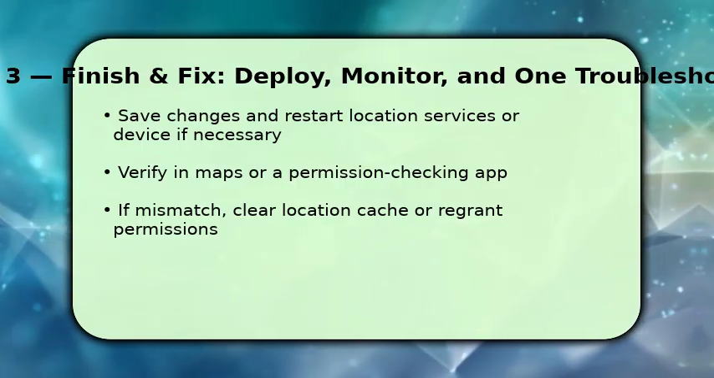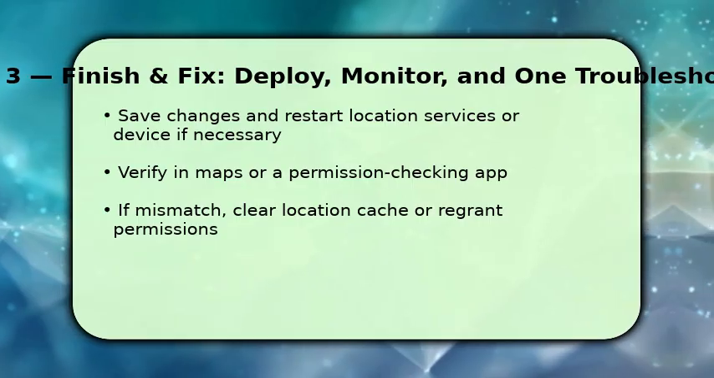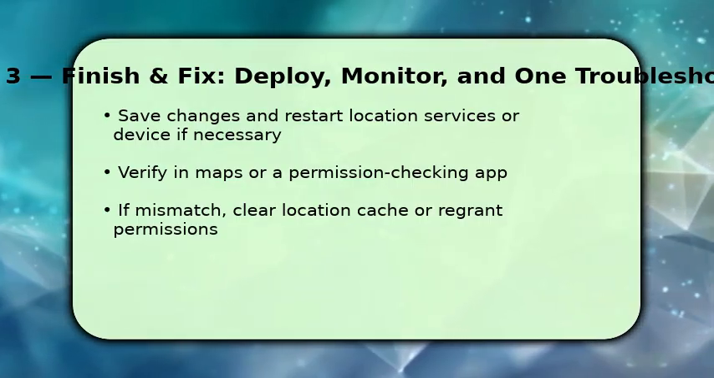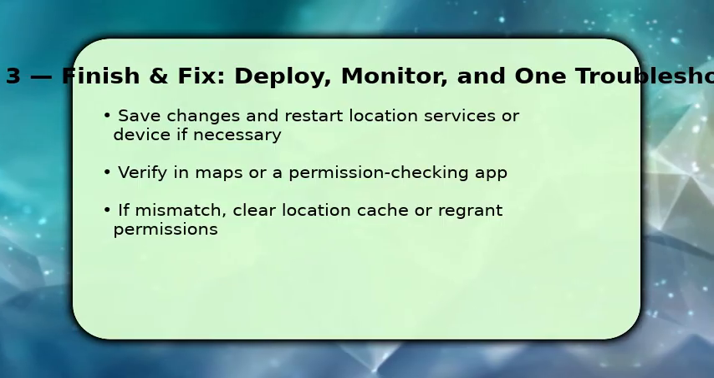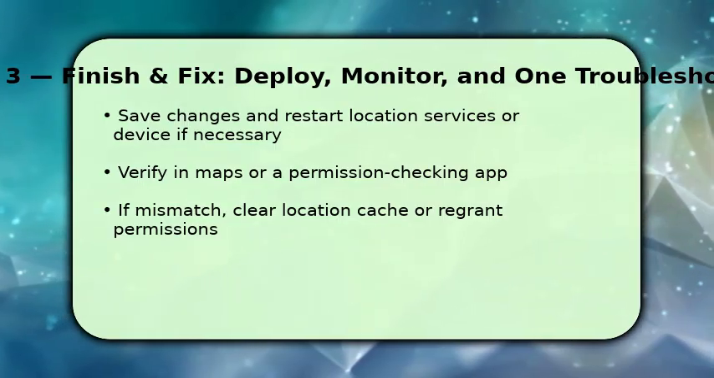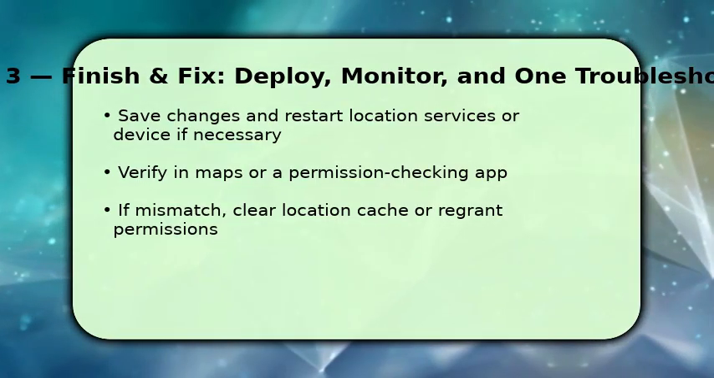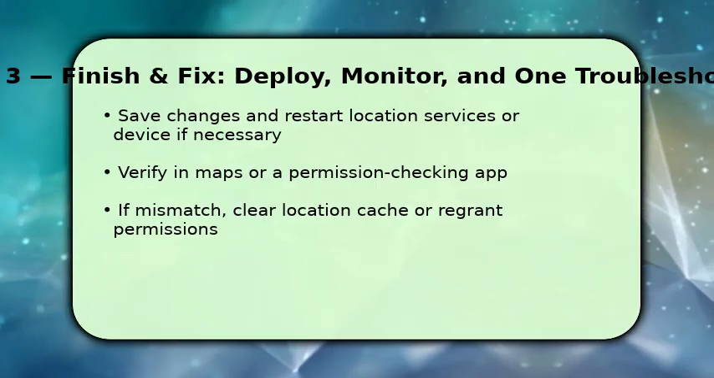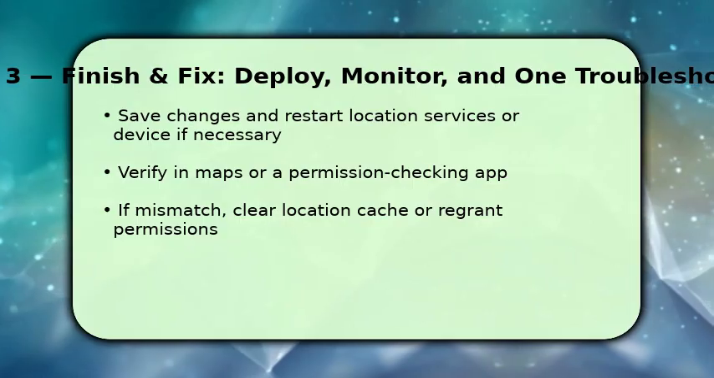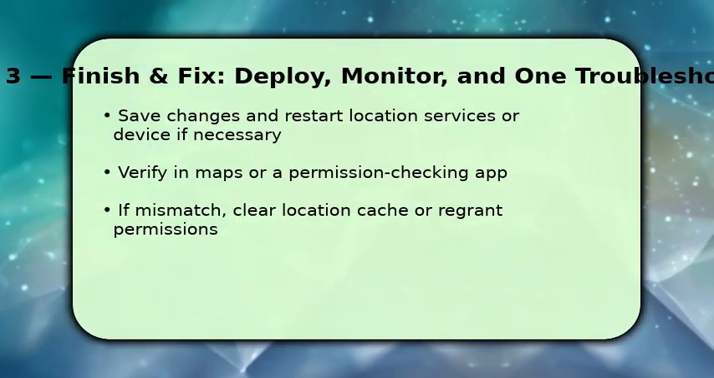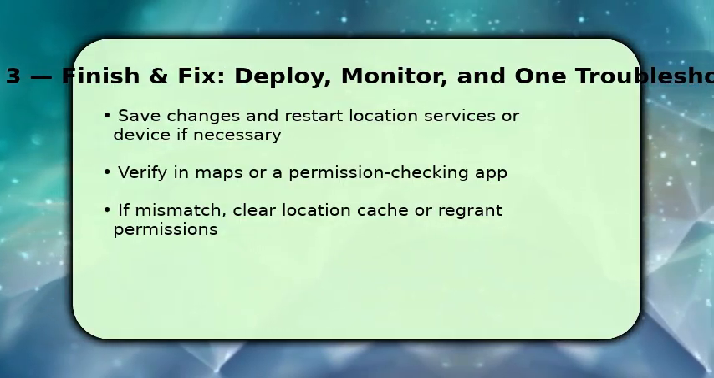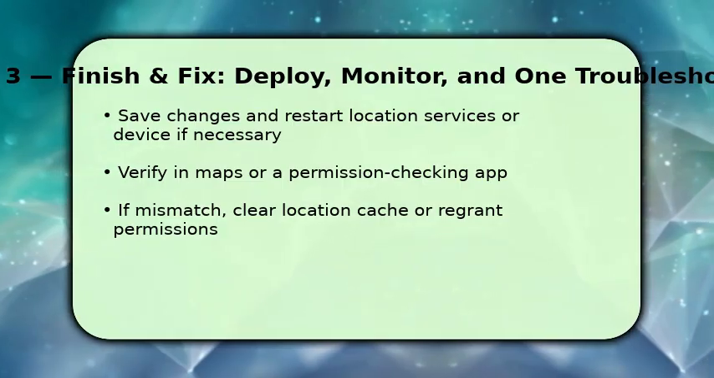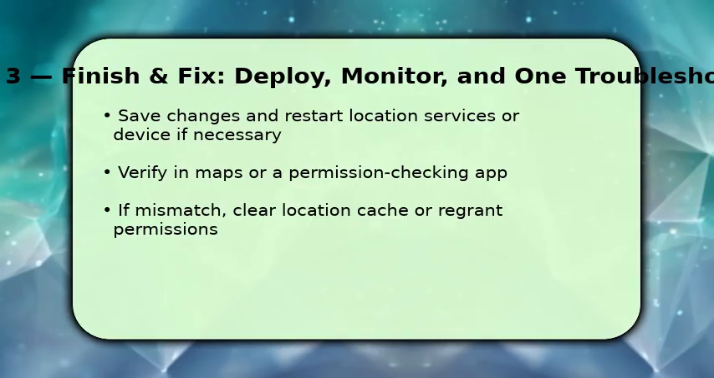If the system prompts, restart location services or reboot the device to force a refresh, because cached values can persist. If the location still mismatches, clear the location cache, revoke and regrant location permissions, or sign out and sign back into the account. One key troubleshooting tip: toggling airplane mode briefly often forces a fresh network location update.